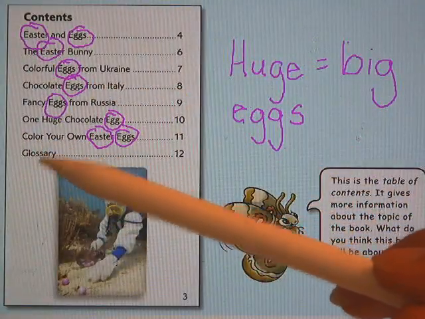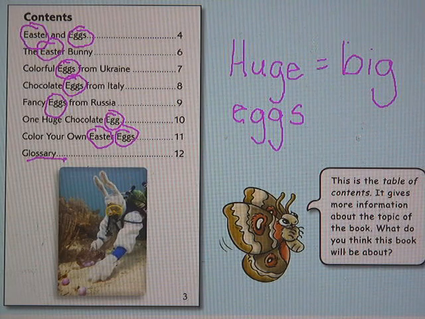Now it says glossary here. What is a glossary? Tell your parents or tell someone close to you what a glossary is. Yes, a glossary is where we go to look for those words that are unfamiliar words. When we say the word unfamiliar, it means not familiar. They're not words that we typically read or know.